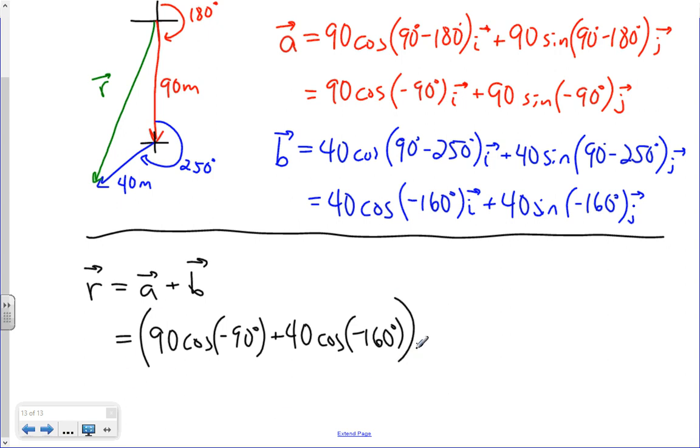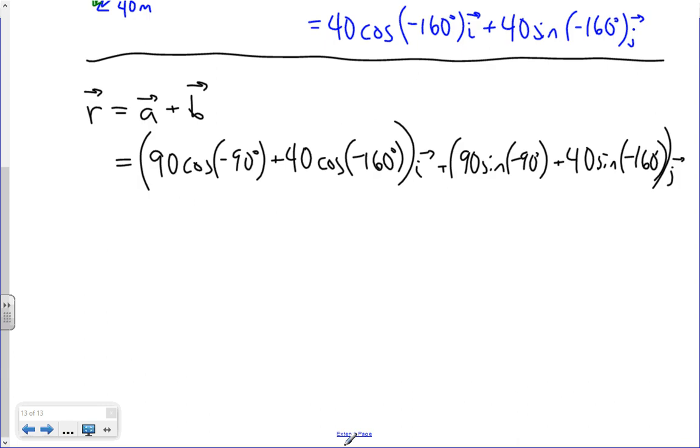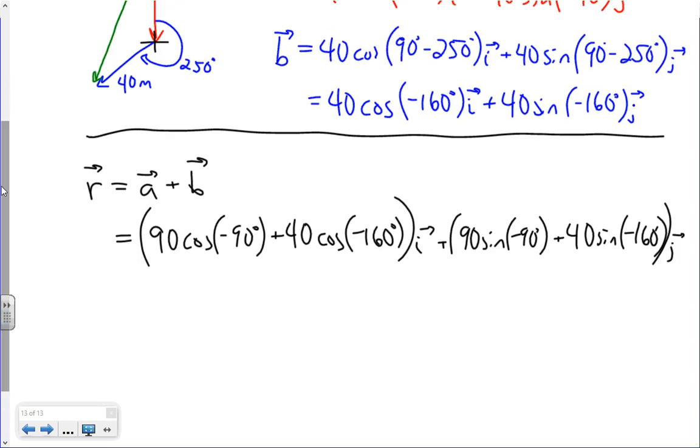That right there is the i part to our vector. And we'll add on the j part. It's 90 times the sine of negative 90, plus 40 times the sine of negative 160, times vector j. All right, that's vector r. Let's actually find out what the components are there. So let's grab our calculator and evaluate this.